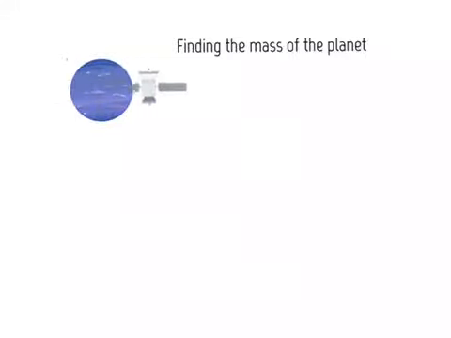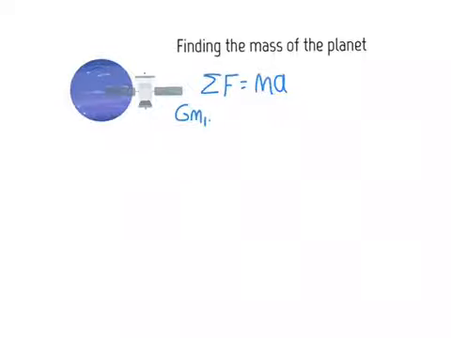Since the satellite is orbiting the planet, we know that the satellite is accelerating because it's changing its direction. And we're going to use Newton's second law to guide us through this. So we're going to start with the sum of the forces equal mass times acceleration. And we know that it's the gravitational force, big G m1 m2 over r squared, that's making the satellite accelerate. When you accelerate in a circle, that's v squared over r.